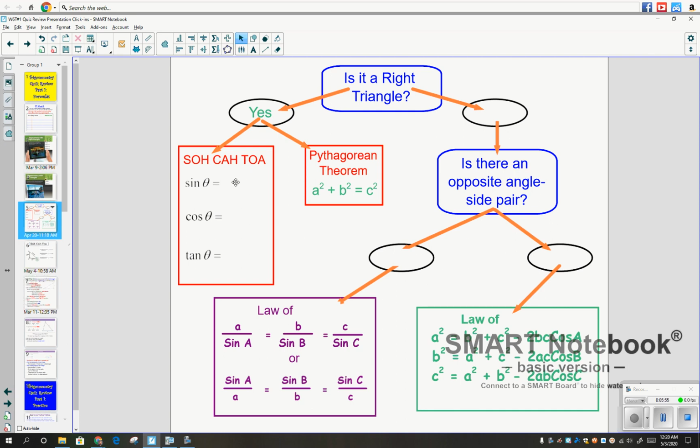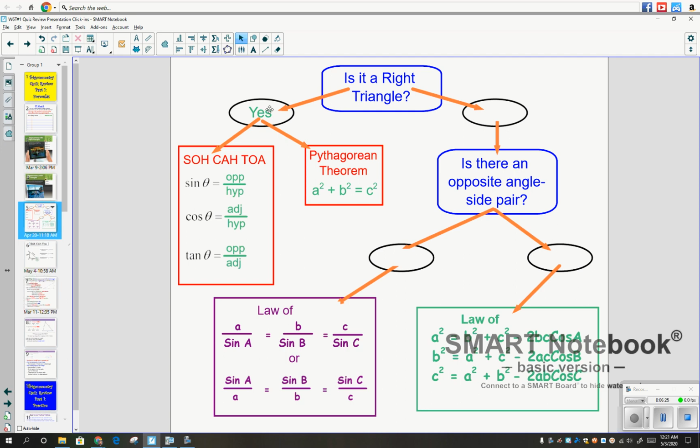SOHCAHTOA we will use if I know two sides and I want to find an angle, or if I know an angle and one side and I want to find the second side. SOH represents sine, which is the ratio of opposite over hypotenuse. CAH represents cosine, which equals the ratio of adjacent over hypotenuse, and TOA represents tangent, which equals the ratio of opposite over adjacent.